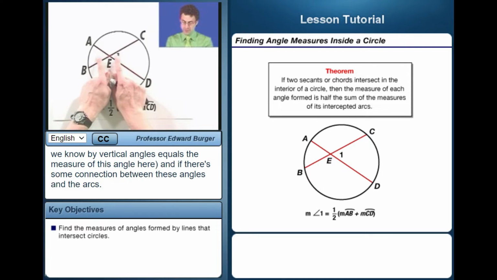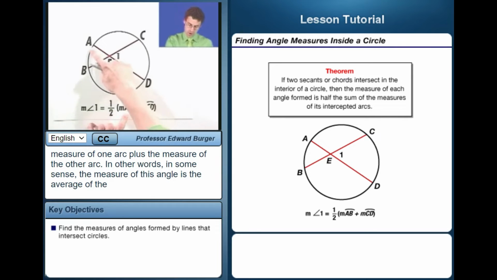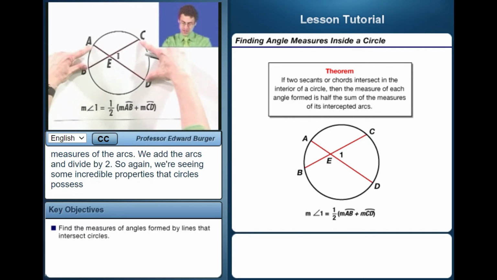1, which by the way we know by vertical angles equals the measure of this angle here, if there's some connection between these angles and the arcs. And the beautiful thing is the answer is yes. And it's kind of what we might guess, which is that the measure of this angle actually is equal to 1/2 the measure of one arc plus the measure of the other arc. In other words, in some sense, the measure of this angle is the average of the measures of the arcs. We add the arcs and divide by 2.